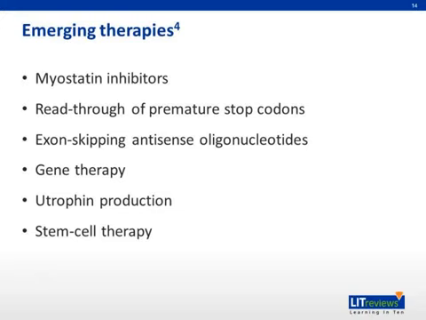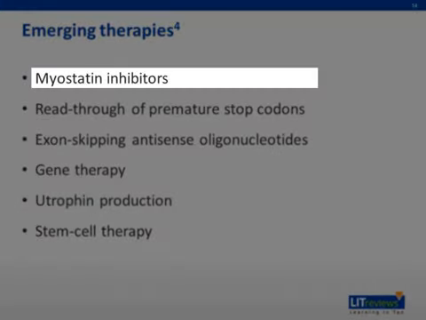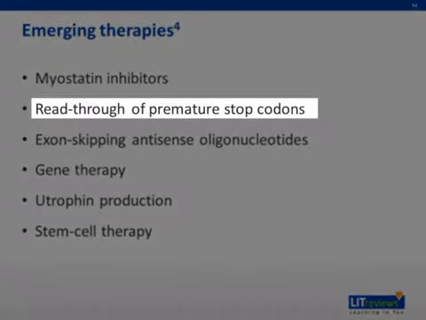Emerging therapies have been under development in this field. Myostatin inhibitors have been found to increase muscle mass in animals, and this is a possible venue for translational medicine. In select cases, the absence of dystrophin is due to a nonsense mutation producing a premature stop codon. Compounds are currently under investigation that promote ribosomal read-through of premature stop codons, resulting in production of full-length dystrophin.